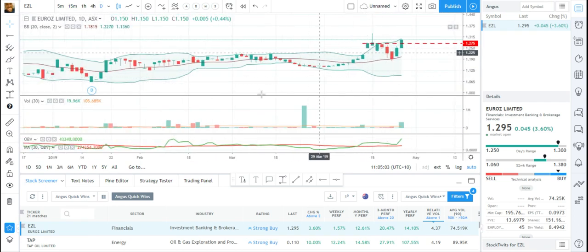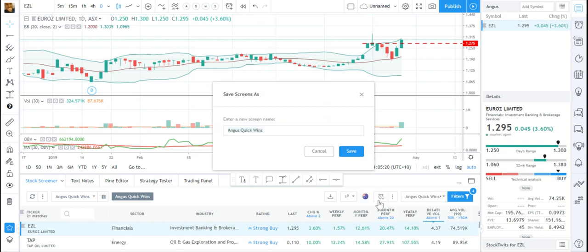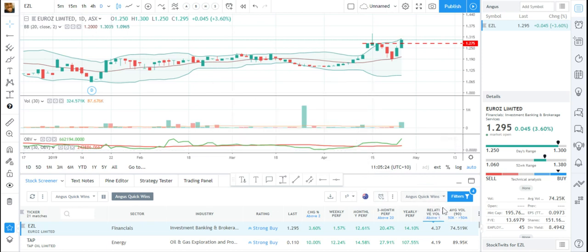So that one's not too bad. I probably spent more time on that one than I would normally, but you can see down here, this is some of the sectors and industries. I haven't got an asterisk there, so that one's okay. But see how I've got an asterisk here now. So I need to make sure I click on that and go save screens as Angus Quick Wins, because this is saving all these filters that I've already pre-set up.